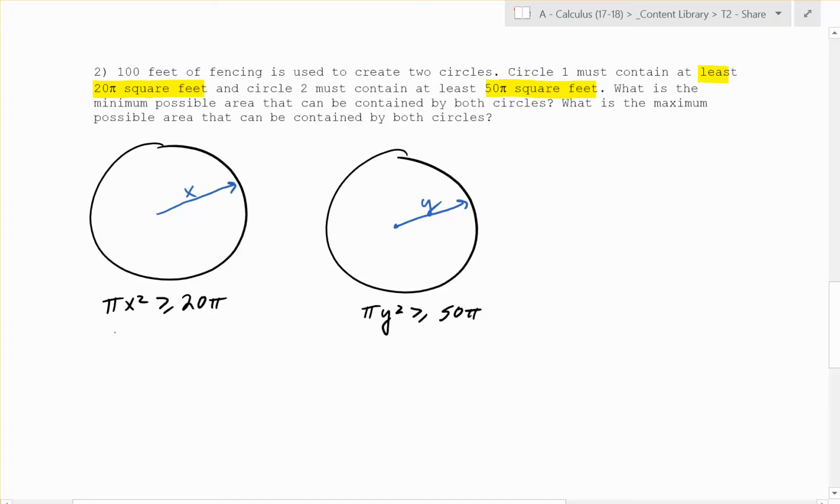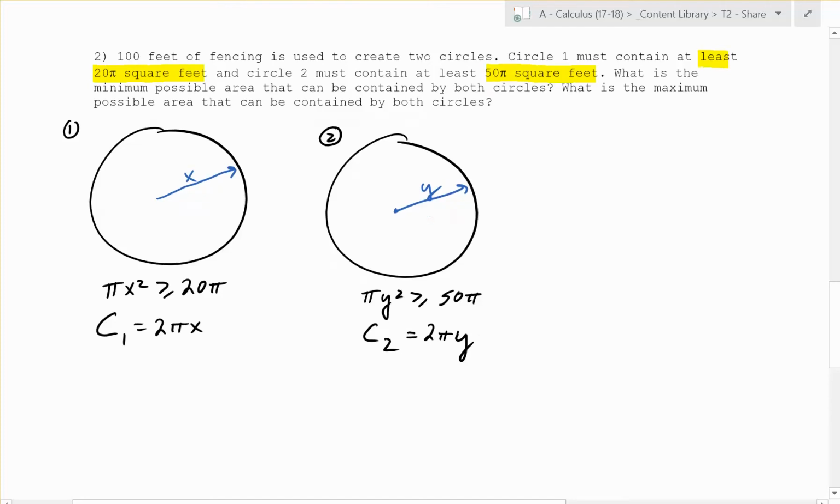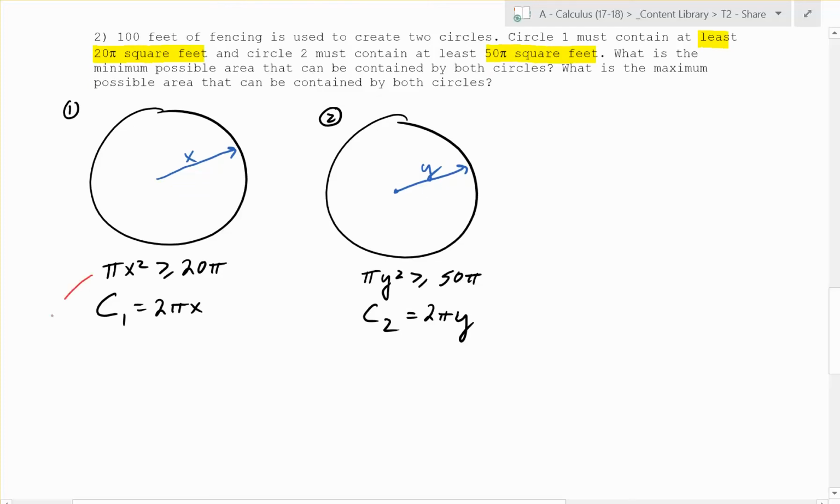We also know that the circumference of circle 1 is 2 pi x, and the circumference of circle 2 is 2 pi y. Pi times diameter, diameter is 2 times the radius. So what does this tell us? If you simplify this, you get x squared has to be greater than or equal to 20.